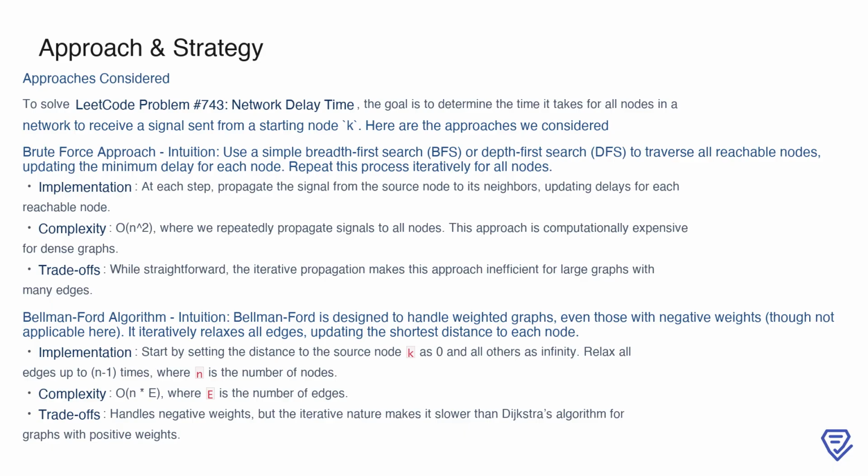Another option is the Bellman-Ford algorithm, which is well suited for weighted graphs, even those with negative weights, though this isn't applicable here since the weights are strictly positive. Bellman-Ford works by relaxing all edges iteratively up to n-1 times, where n is the number of nodes. While more efficient than brute force, with a time complexity of O(n*e), the iterative edge relaxation makes it slower compared to other algorithms when dealing with graphs having only positive weights.